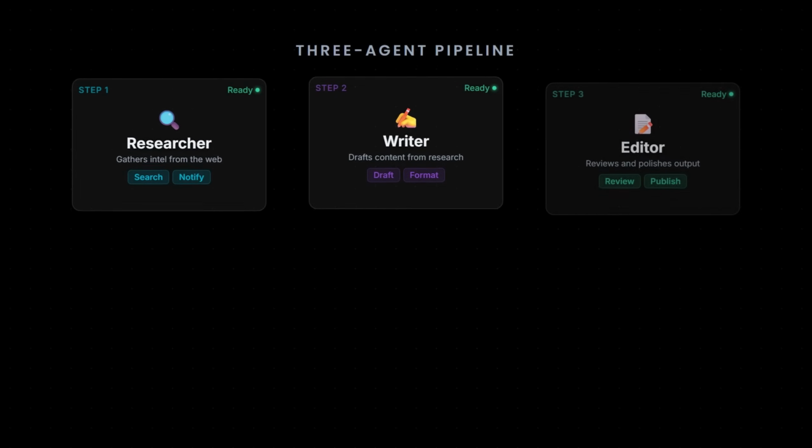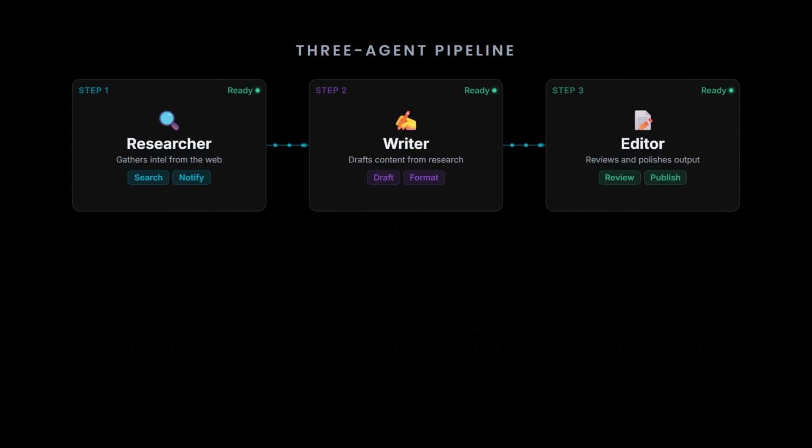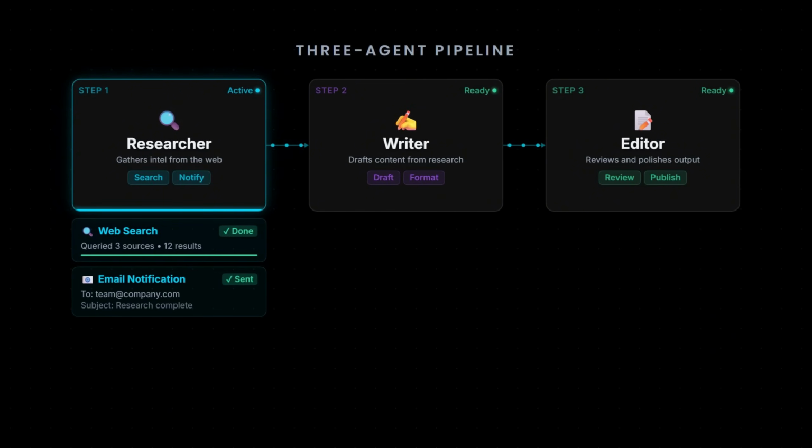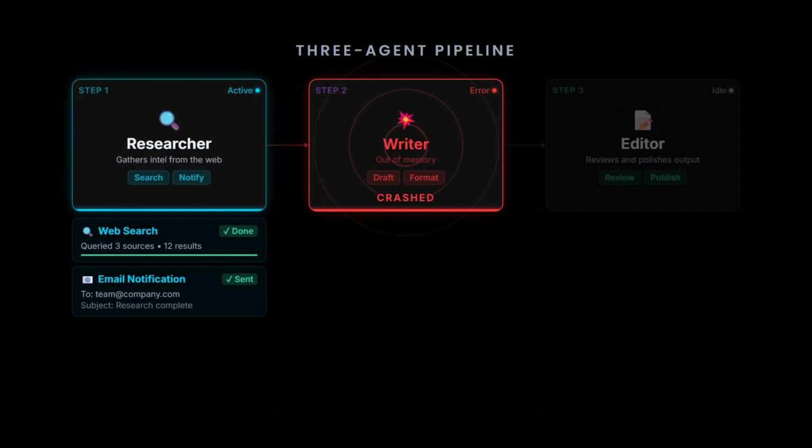Suppose you have a pipeline of three AI agents: researcher, writer, and editor. The researcher does a web search and sends a notification email to your team. Next, the writer starts and it crashes for whatever reason: out of memory error, a bug, or timeout. Now, to recover it, you restart the entire pipeline.